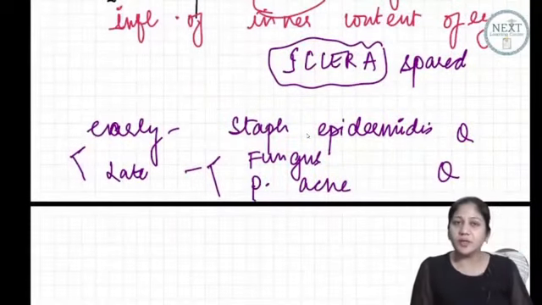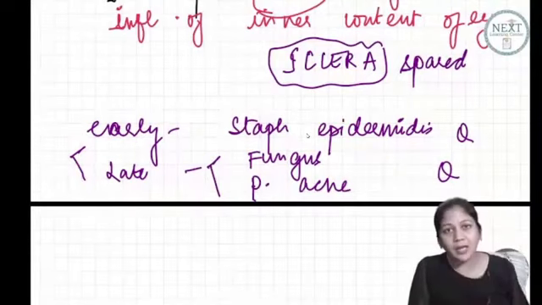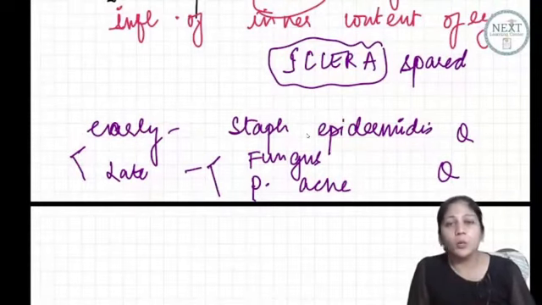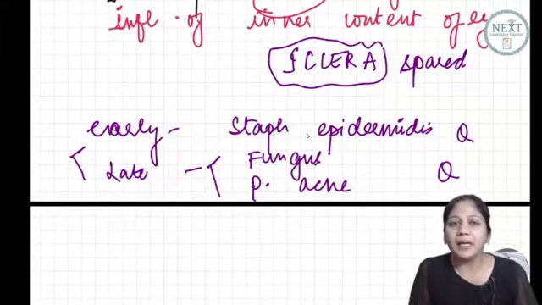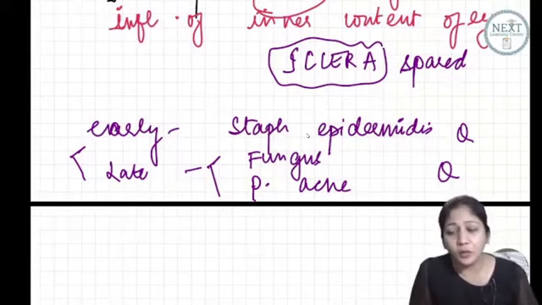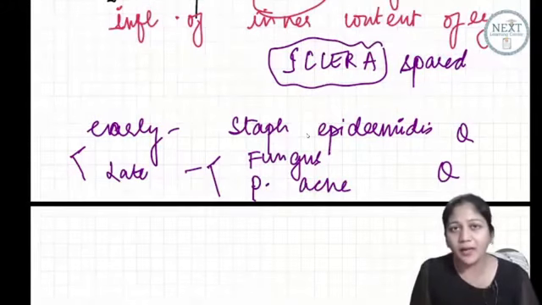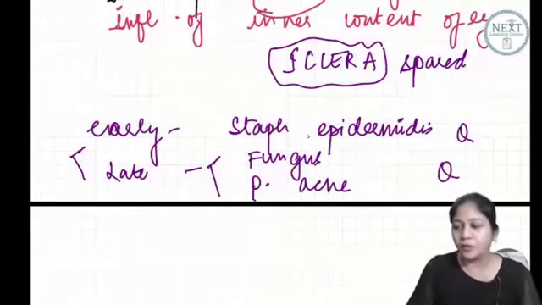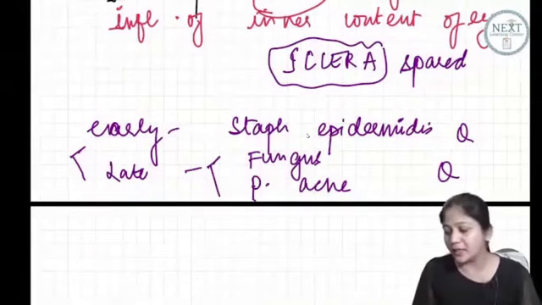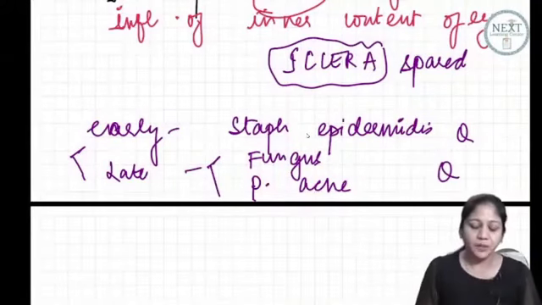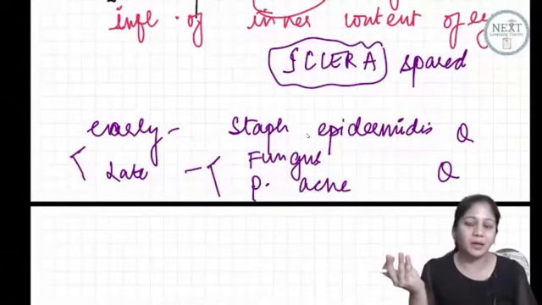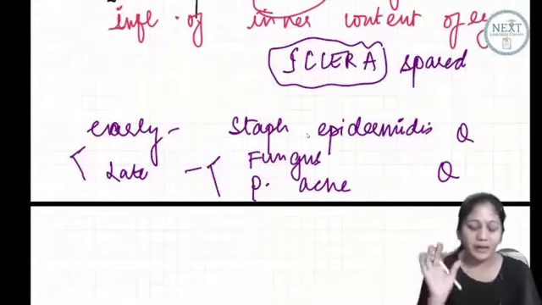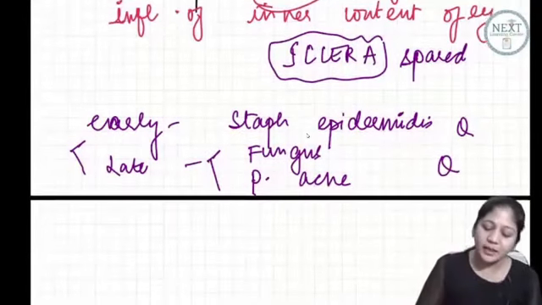There is a severe inflammation by either of these organisms. If it is occurring in the early phase, early as in 1 to 2 days after the surgery, that means it is by Staph epidermidis. What do you call Staph epidermidis? A coagulase negative staph. Yes or no? You can also call it a coagulase negative staph. Okay? In late cases, it may be either by a fungus or by P. acne, Propionibacterium acnes. Okay?